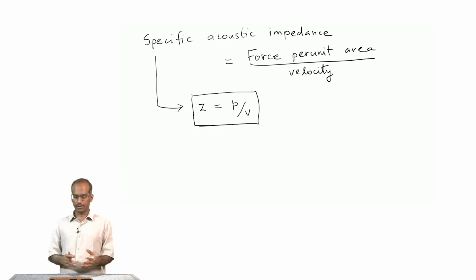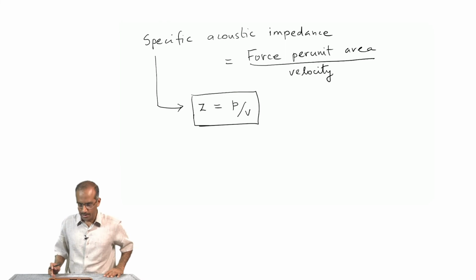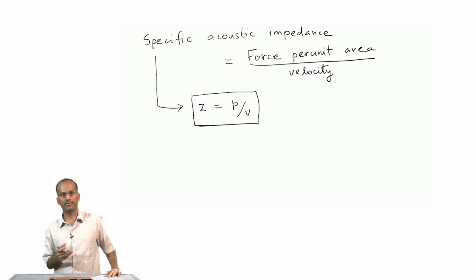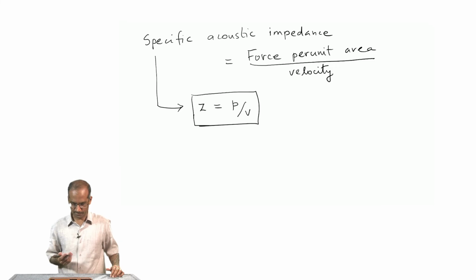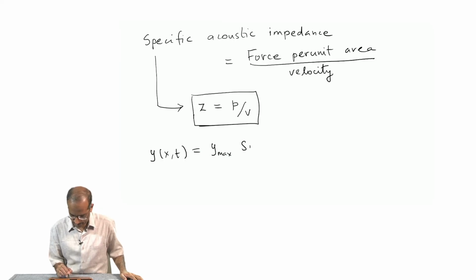So, let us get a simpler expression again for this specific acoustic impedance, and the starting point is the solution of the wave equation. We derived an equation for pressure disturbances, which turned out to be another form of wave equation, and as I said, we already know the solutions. So, I can write out the solution as y, which is a function of position and time, is y max multiplied by sin(kx minus omega t).